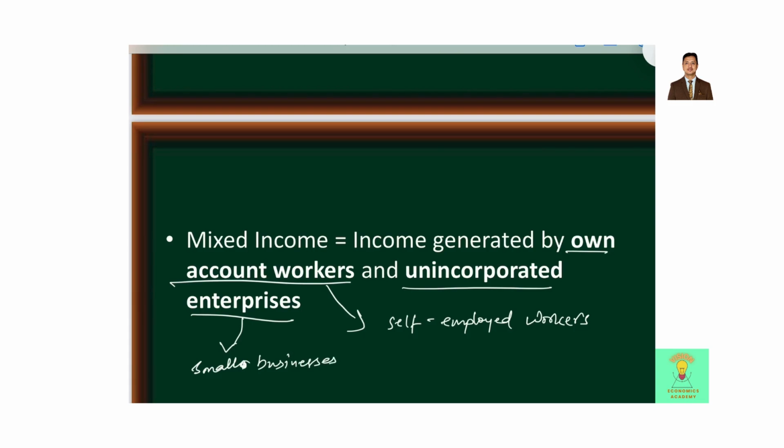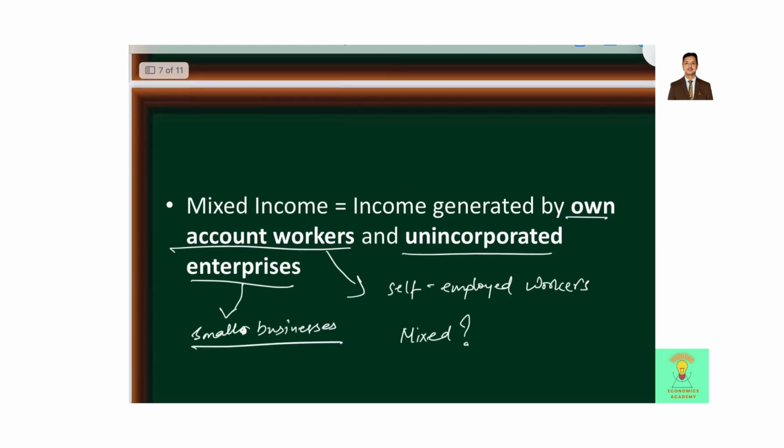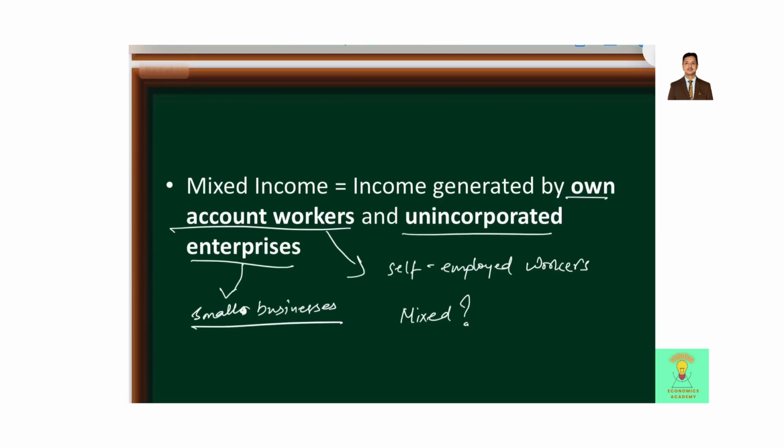Okay, small businesses that are not legally separate from their owners, that is the unincorporated enterprises. Why is it called mixed? So that's a question, why it's called mixed. It's called mixed income because it includes both the labor income and the capital income.